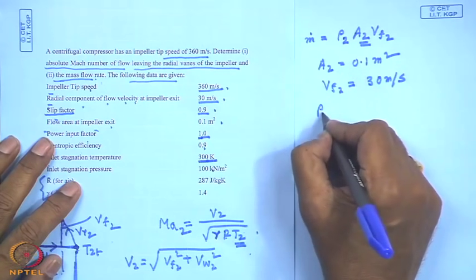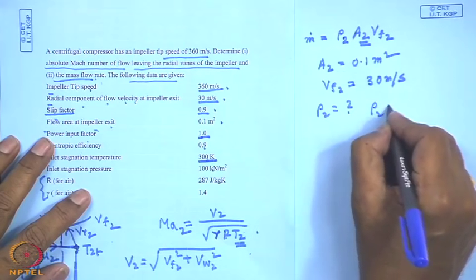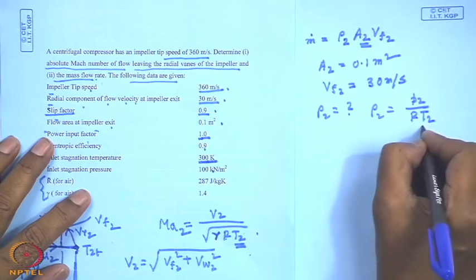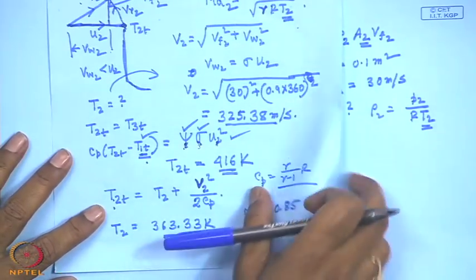What is not given? Rho 2. So, how to calculate rho 2? Now, rho 2 is P2 by RT2. Now, T2 I know, the static temperature is already calculated here. So, I don't know P2.